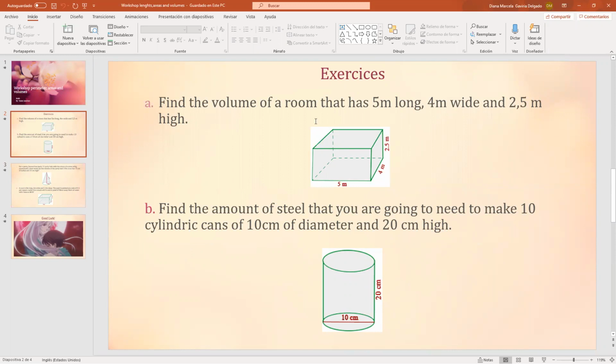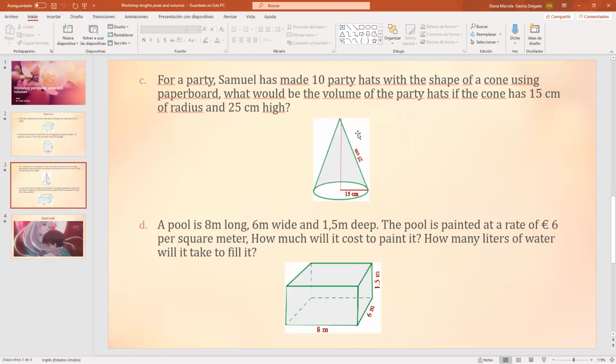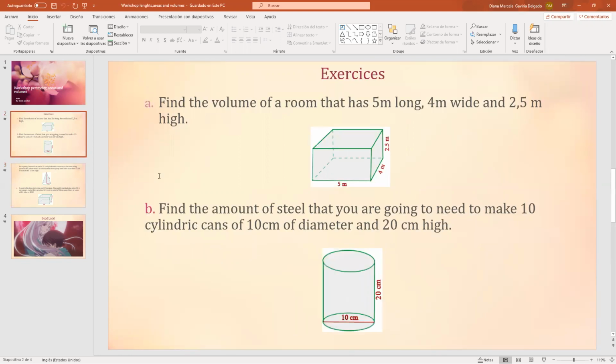You have the figures here, but don't get confused. Not always are you going to find the figure that is illustrating your problem. You need to do reading comprehension, okay? Because that is really important for you, because not always are you going to have these figures, okay? So these are the exercises. I'm going to read them.